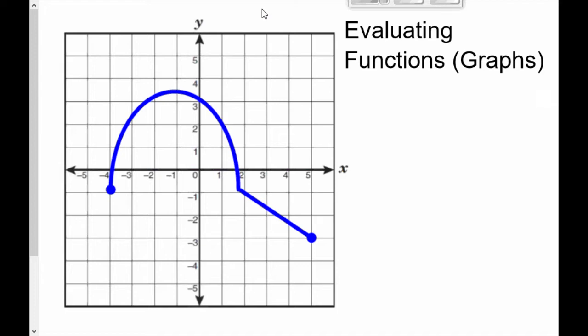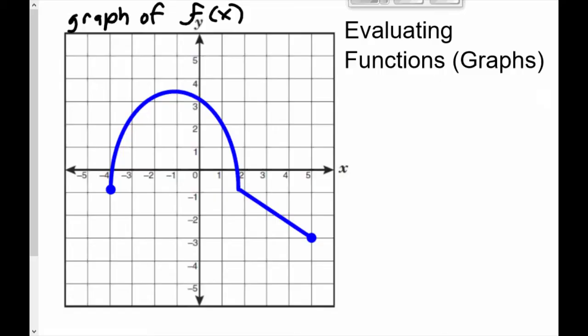Okay, so we're looking at evaluating functions from graphs. And so you see there a graph in blue. So that's the graph of f of x. And so what we'll do is we'll evaluate this graph at different values. So let's say, for instance, we want to find f of 1. So to find f of 1 using the graph, we'll find 1 on the x-axis, go to where it touches the graph, and find a corresponding y value. That's our answer. So f of 1 is 2.